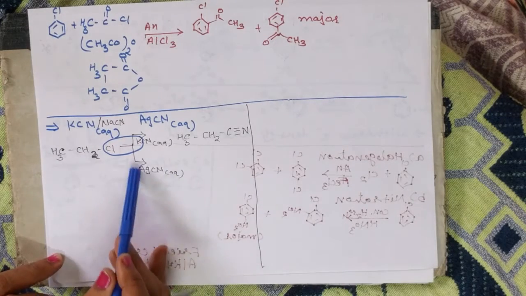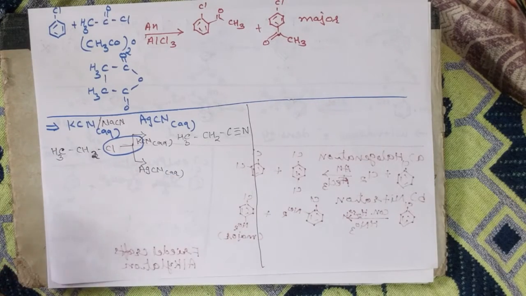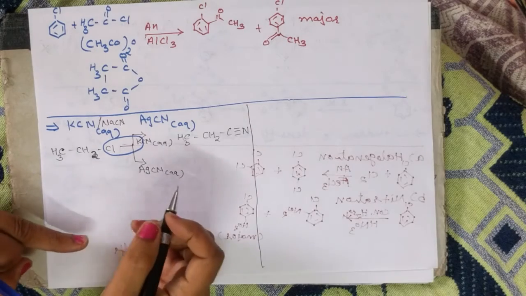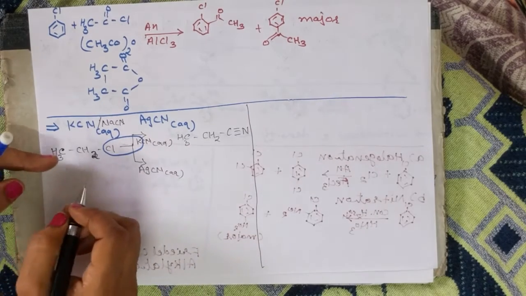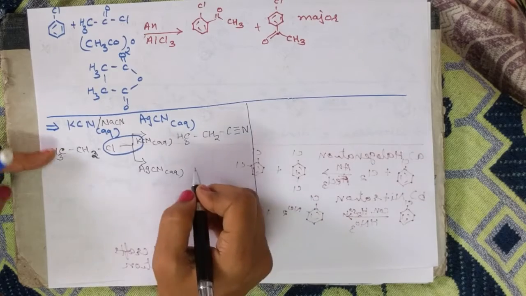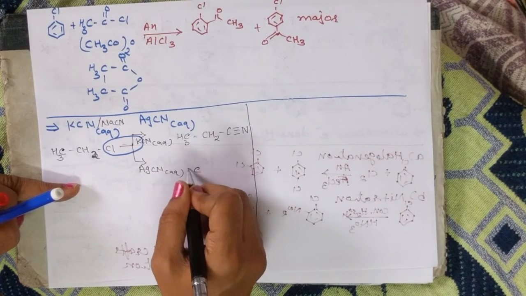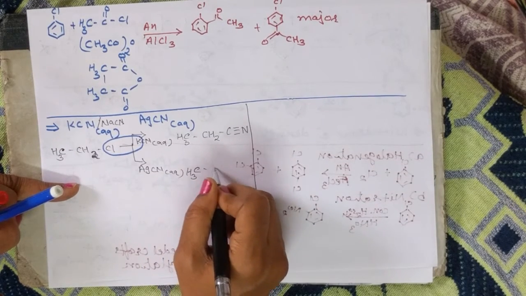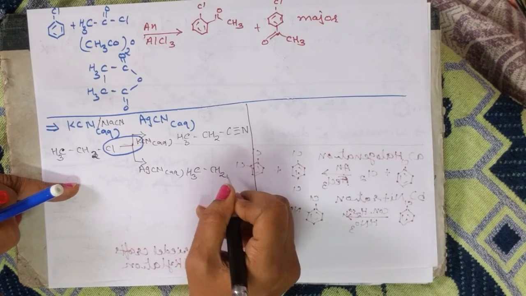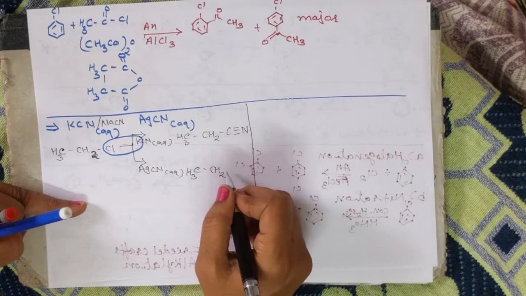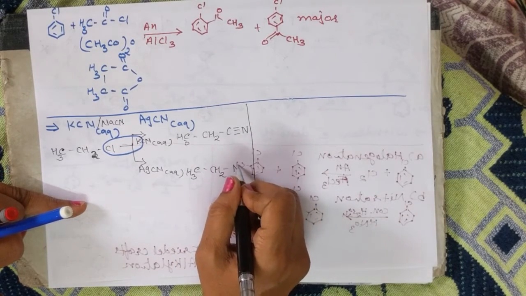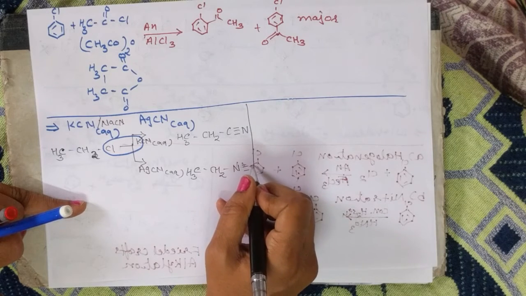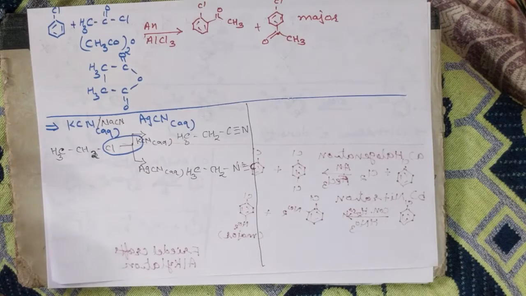But AgCN is not completely ionized. So here what happens, students? Here it forms the product CH3, CH2, where the bond formation is with the nitrogen side. N triple bond C means it is known as isocyanide.